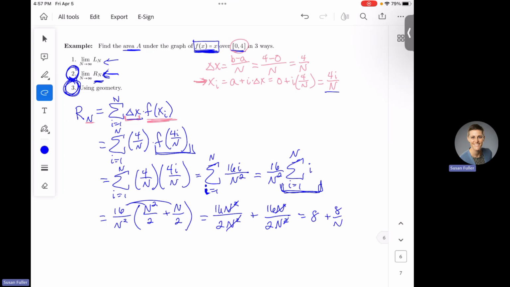Okay, that looks better to me. Okay, 8 over n is how this guy simplifies. So this is what r sub n simplifies to. And I want to take the limit as n approaches infinity of that.